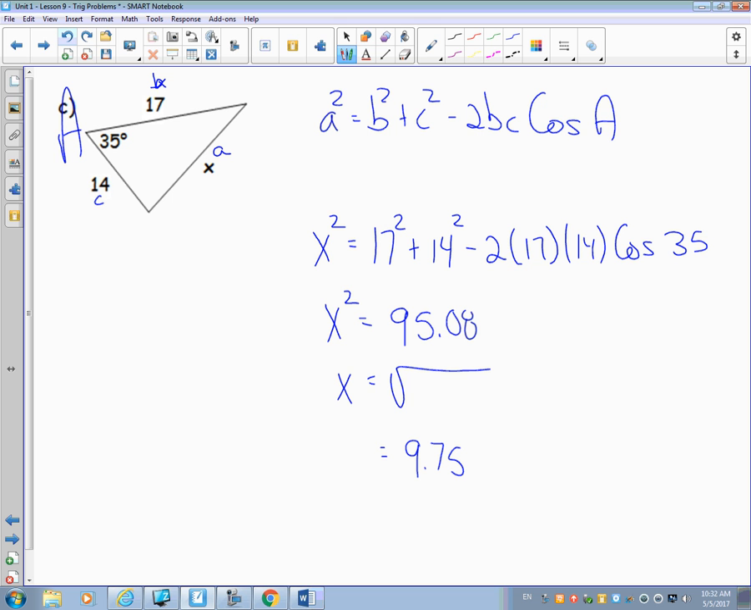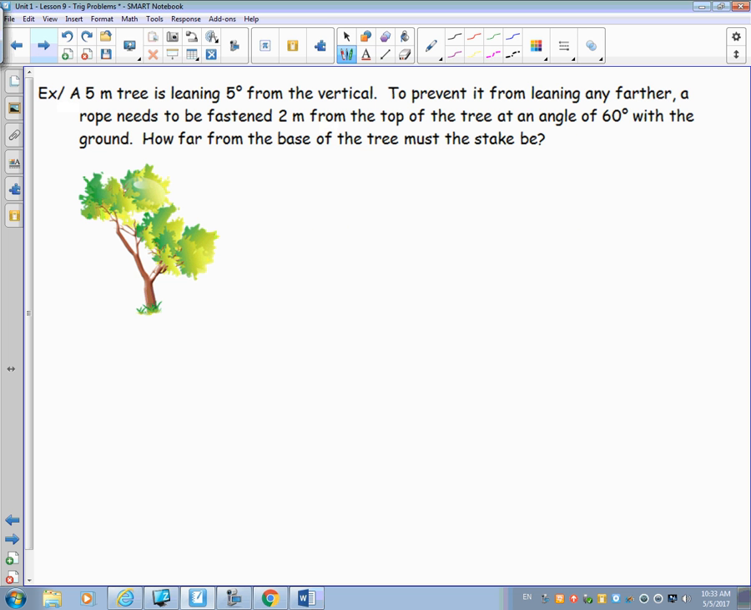Yeah, so a little bit of practice on SOHCAHTOA, the sine law, the cosine law. But these ones had diagrams. The tricks come when we don't have diagrams. So let's look at a more challenging one.